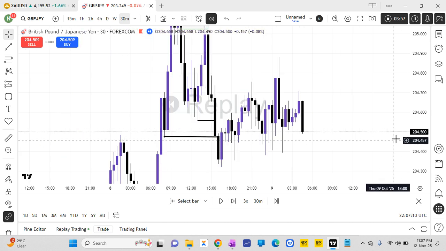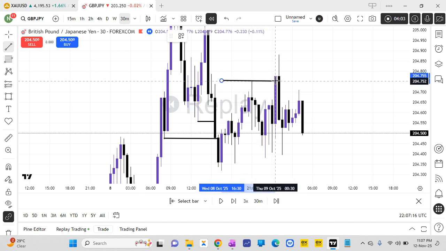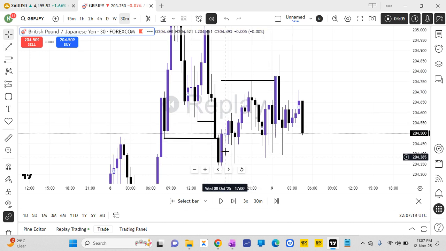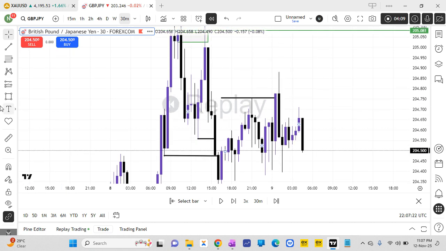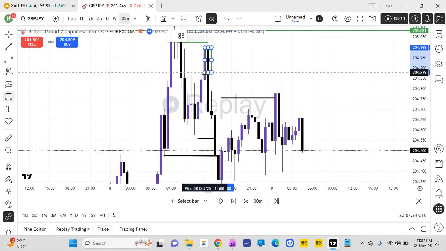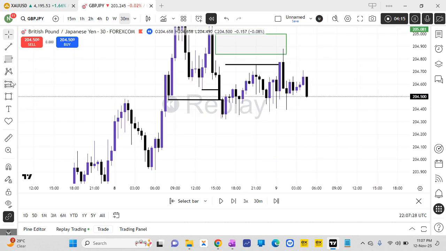So where's the inducement? The inducement is the first pullback the market made, and as you can see, it's this zone. Why did I go with this zone? If you notice, after the market pulled up, it came back down, but it couldn't create a new low. So what will it do? It will look for the nearest point of interest that will sell it downwards. So I'll be looking to sell from here. If I miss this, I'll be looking to sell from here.